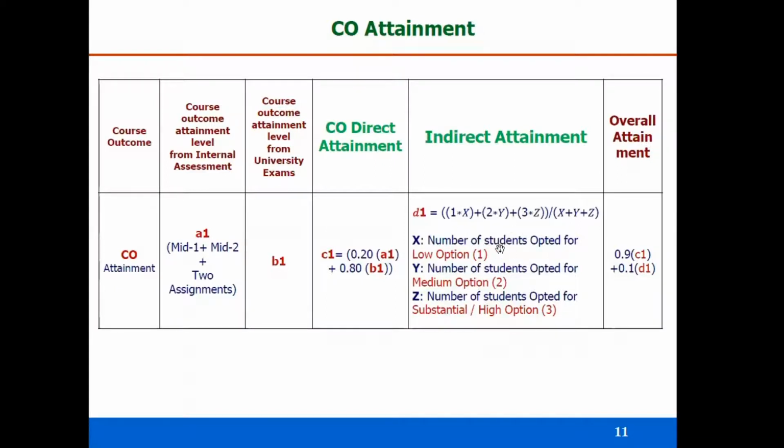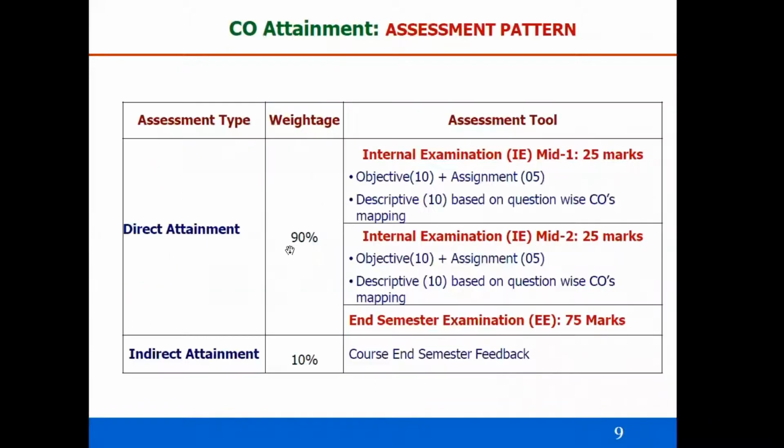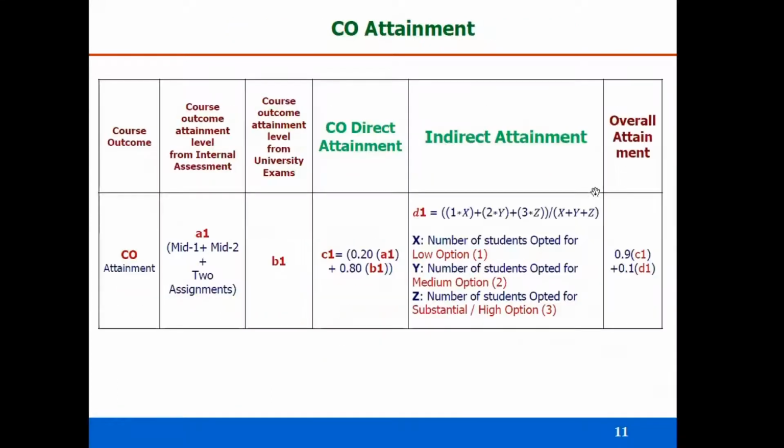So this is the formula for computation of indirect attainment. Now here, CO direct attainment is C1, and indirect attainment, let us assume, is D1. For overall attainment, as per the weightage we assumed, 90% is from direct attainment and 10% from indirect attainment. So the formula is 0.9 into direct attainment value plus 0.1 into indirect attainment value. Here C1 is the direct attainment and D1 is the indirect attainment: 0.9 into C1 plus 0.1 into D1.